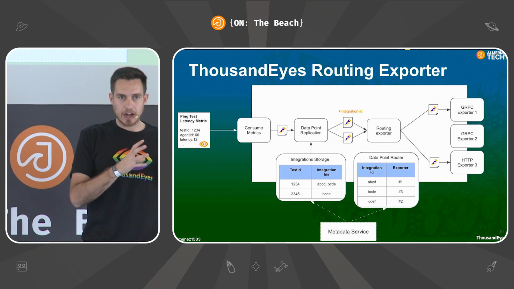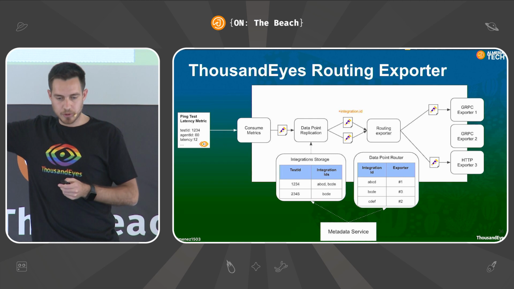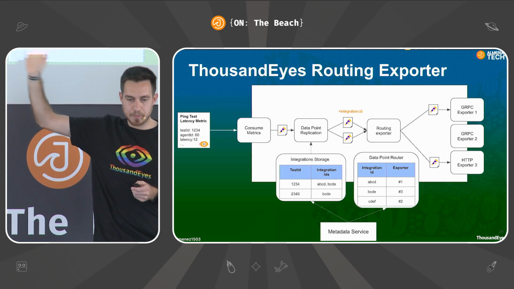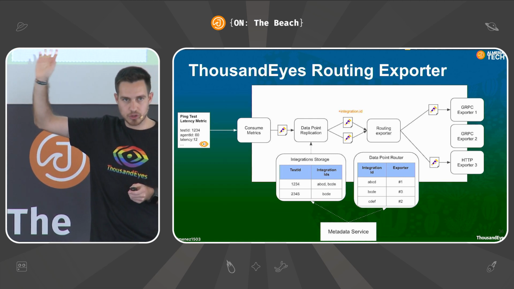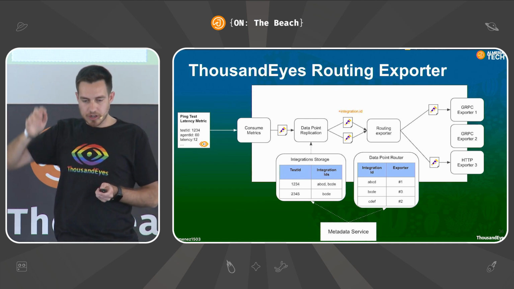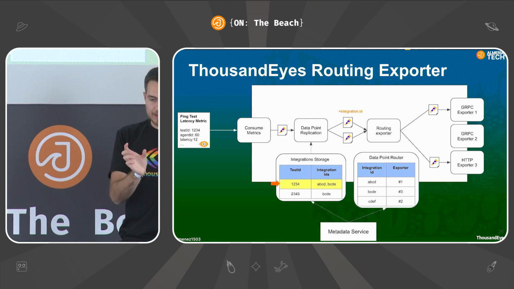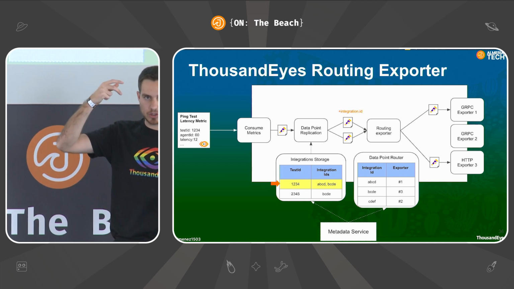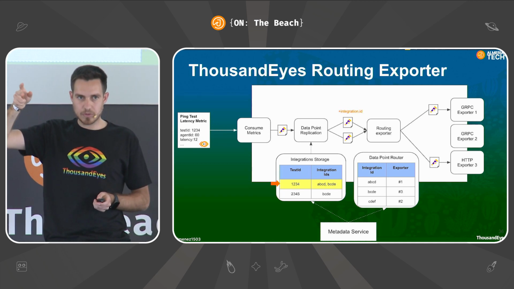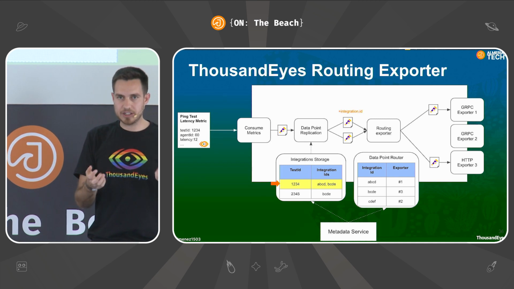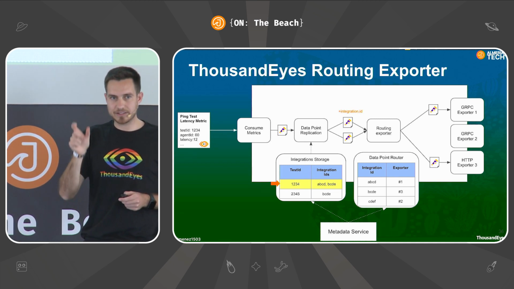Here is also a good example using the data point from before. We have our ping test data with test ID 1234 that is going to go into the replication processor. Here, that test ID is going to be sent to 2 integrations, which means that it is going to be replicated, plus we are going to add the integration ID.